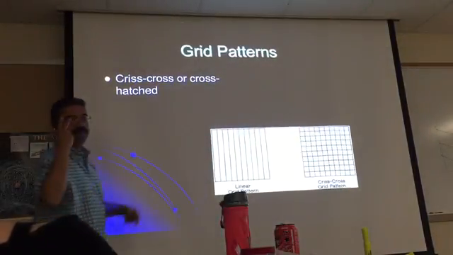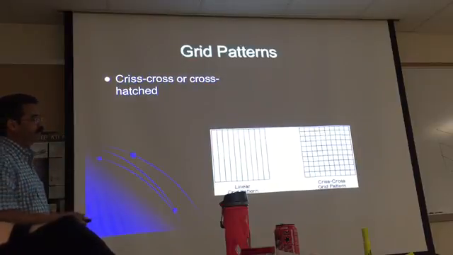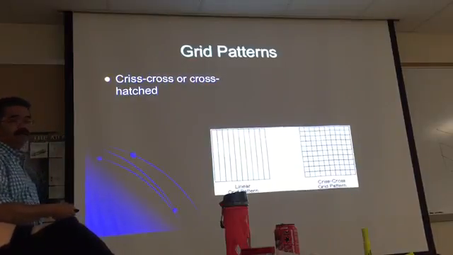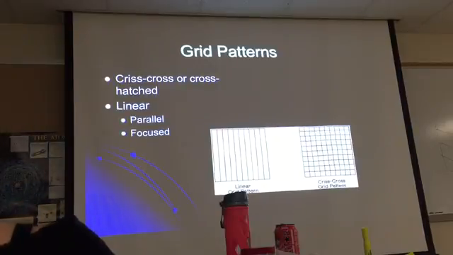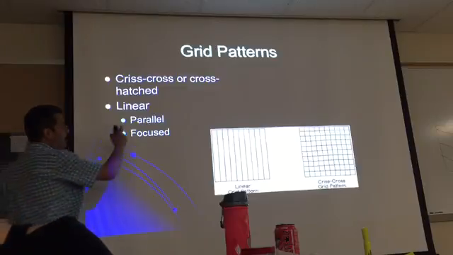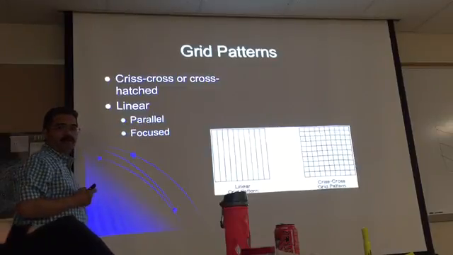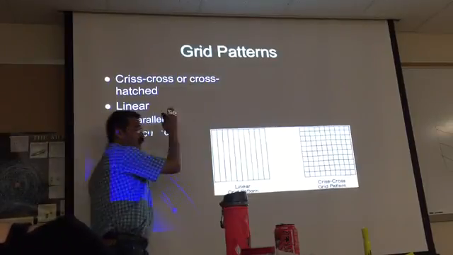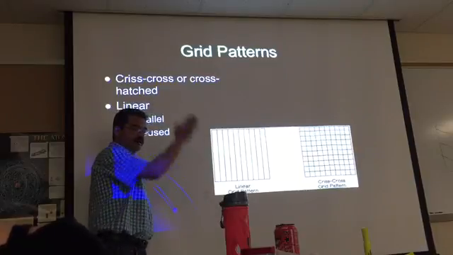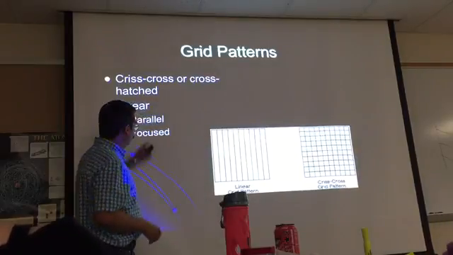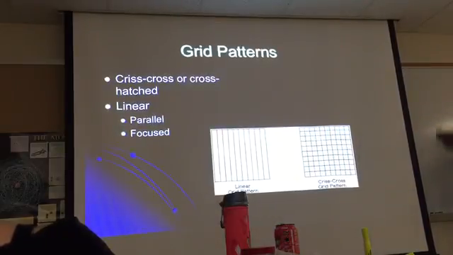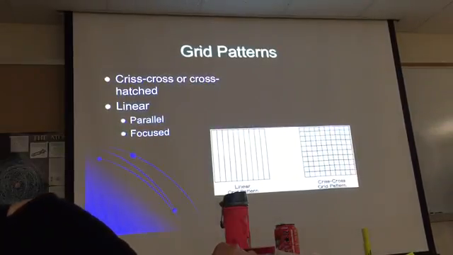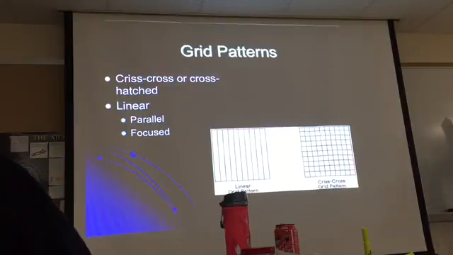So in general, you have two types of grids, crisscross and linear grids, okay? So once again, easier to work with linear grids. However, linear grids, you have two types. You have parallel and you have focused. Parallel grids, grid lines are straight, okay? Focused grids, on the other hand, they have an angle. They have an angle that it will match.